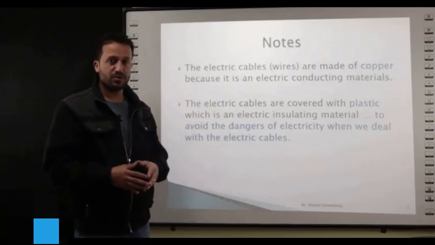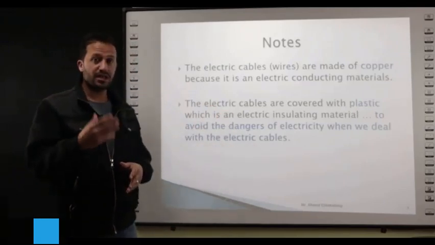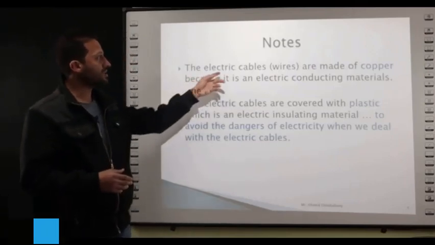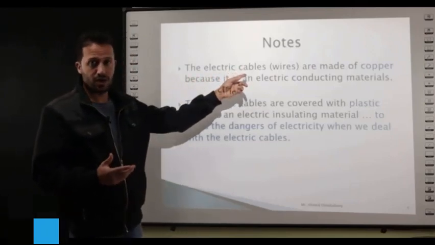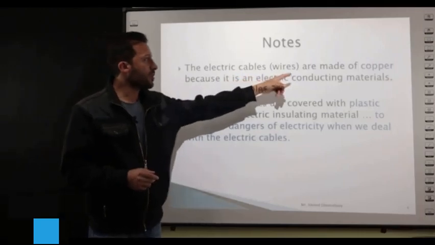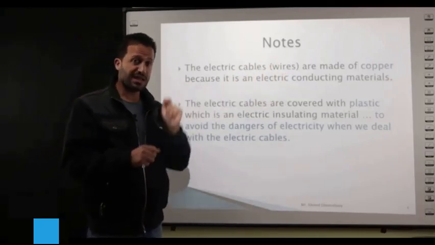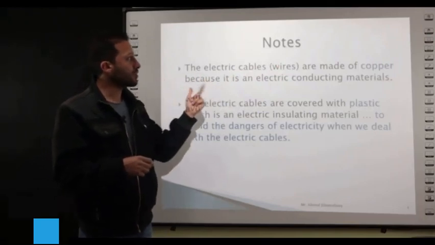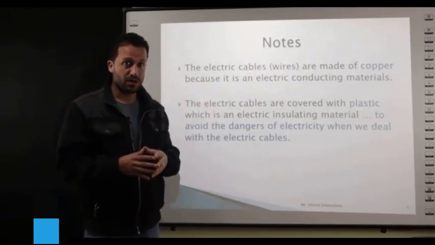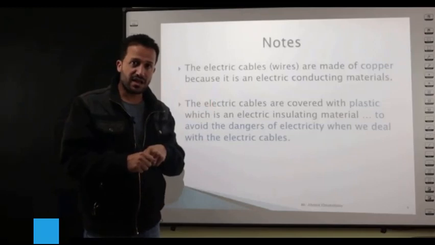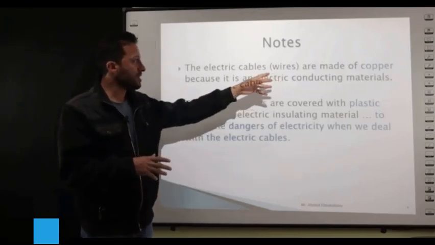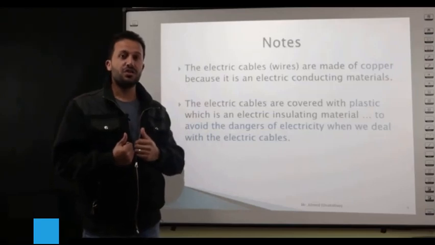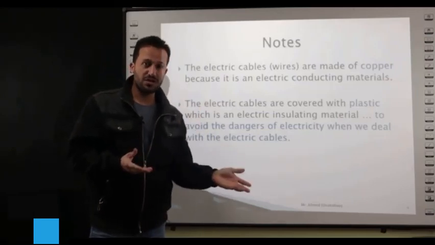So these are some notes about using electric conductors and electric insulators in our life. Number 1, electric cables or electric wires of machines are made of copper. Inside the electric wire there is copper, because copper is a good conductor of electricity and we need electric energy to turn on the machines.